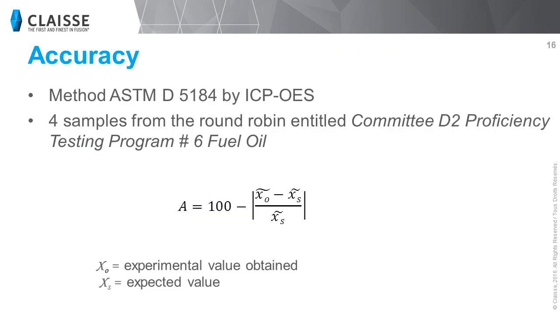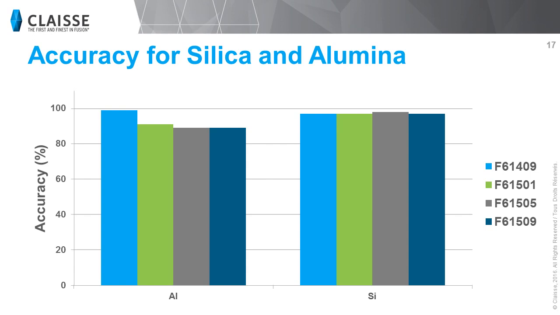The accuracy, expressed by the relative error, has been calculated by comparing the experimental values of each element with the values provided by the ASTM proficiency testing. We show here the equation that we used. Based on 10 replicates, the accuracy for silica and alumina are shown here. It is important to note that the values of alumina and silica in the sample were outside the specifications provided by the ASTM, so outside of the calibration curves, even though an accuracy of 97% was obtained for silica and from 89 to 99% for alumina.